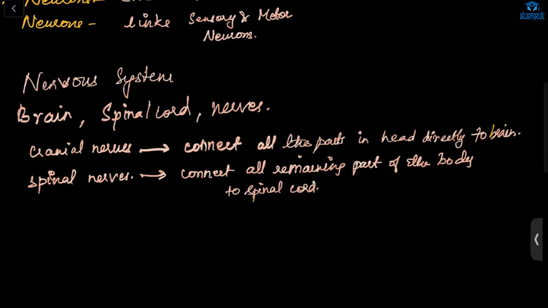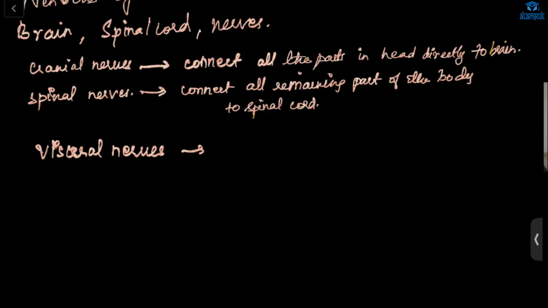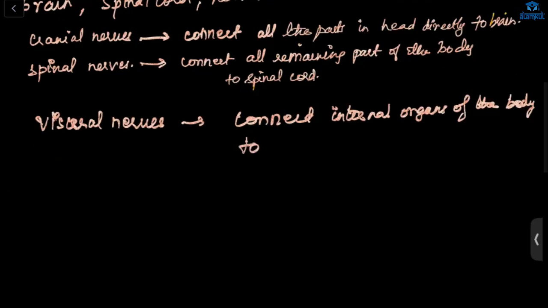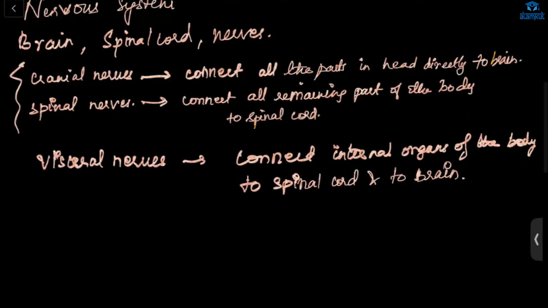And there is one more nerve, visceral. It will connect internal organs to the spinal cord, and sometimes they also connect to the brain. So these are the three types of nerves: cranial nerves, spinal nerves, and visceral nerves.